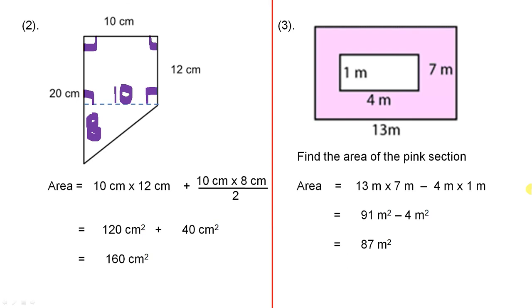So this video has introduced the idea of finding the area for an irregular shape. And all we do is divide the irregular shape into smaller shapes, find the area for each of the smaller shapes and add them together.